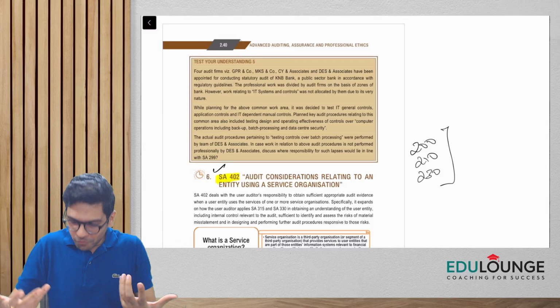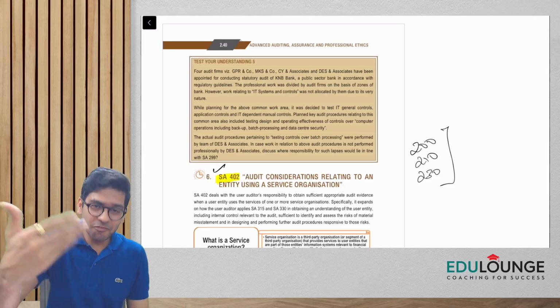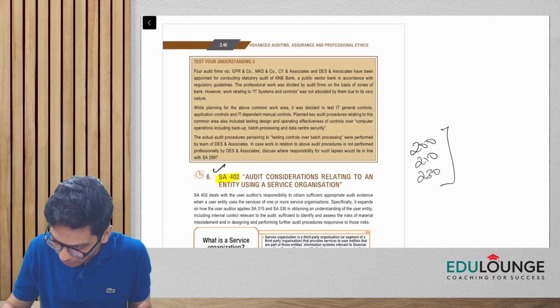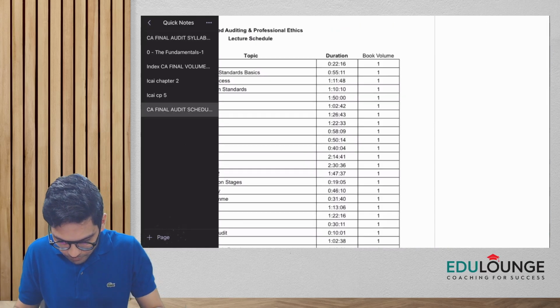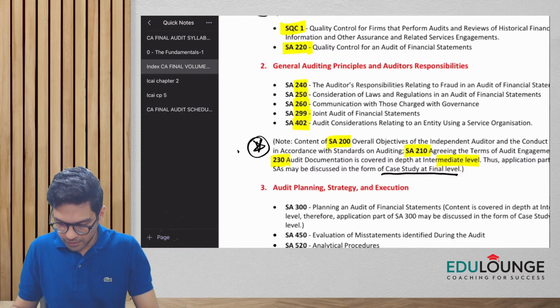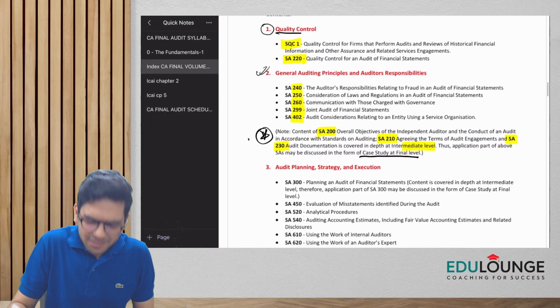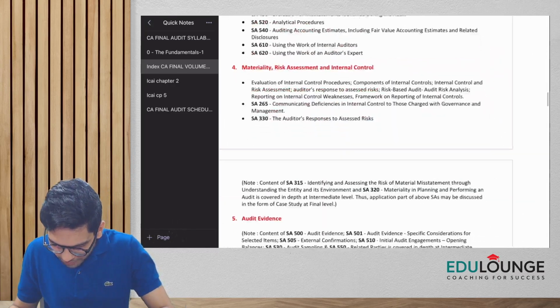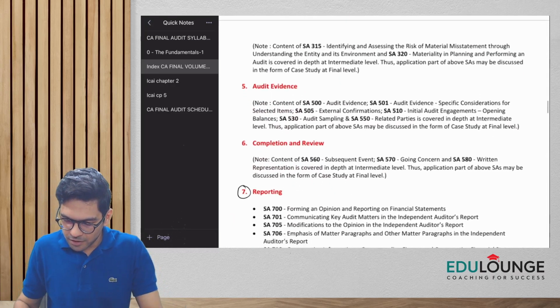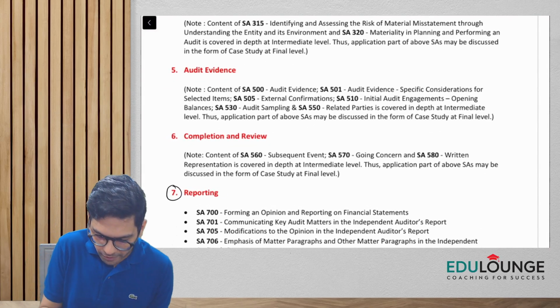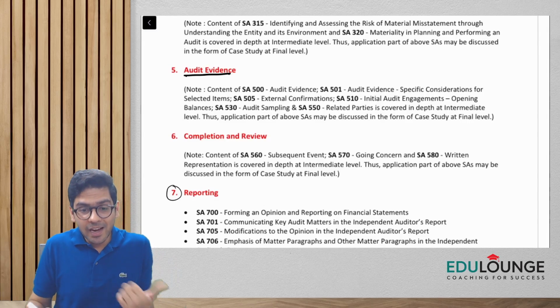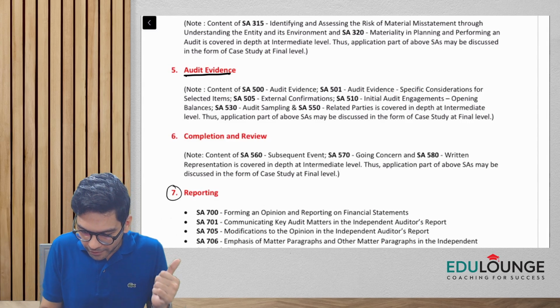However, why am I discussing this? Just give me 5 minutes, you'll all come to know about it. However, again, I would like to go back to the syllabus part. So I just discussed chapter 2. Now if you see chapter number 5, I'm making you walk through the content of chapter 5. It says audit evidence, and how many standards have they covered, guys? 500, 501, 505, 510, 530, 550.